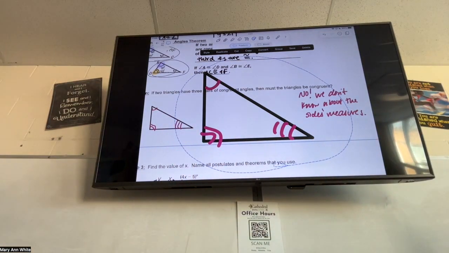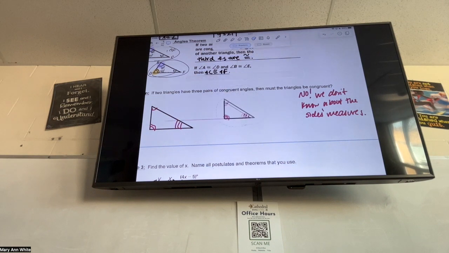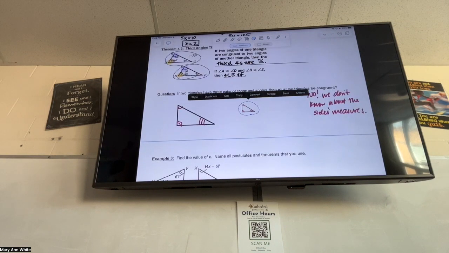They both could be that 90 degrees. It doesn't matter how big the sides are. I can shrink this down even tinier if it will let me. But I don't know anything about the sides, but the angles stay the same. So unless we say something about the sides, we do not have enough information.